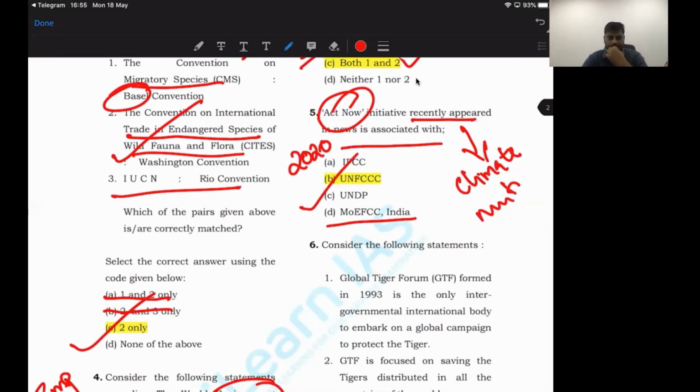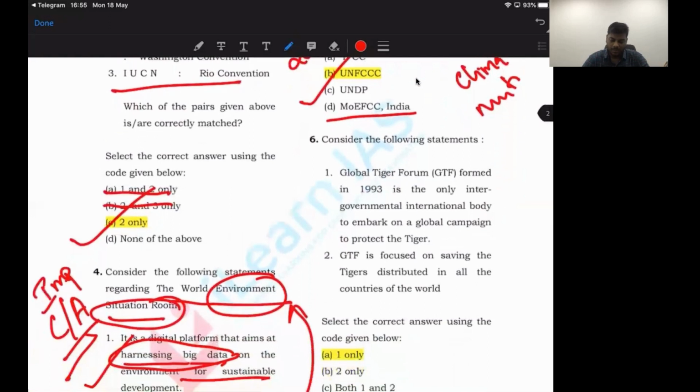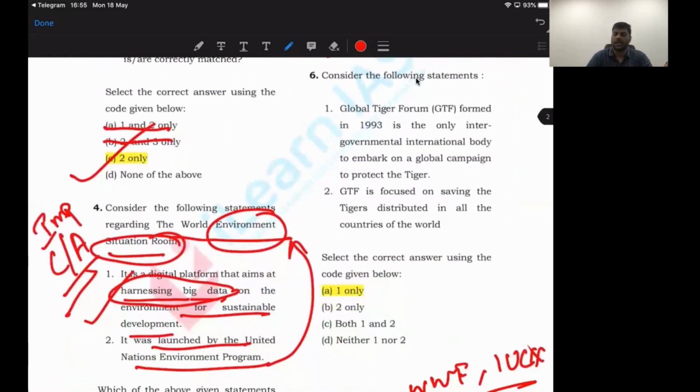Got it. Then the sixth one, consider the following statements. Global Tiger Forum, formed in 1993, is the only intergovernmental international body to embark on a global campaign to protect tigers. Again, an initiative regarding tiger protection. Here we can put a tomato.